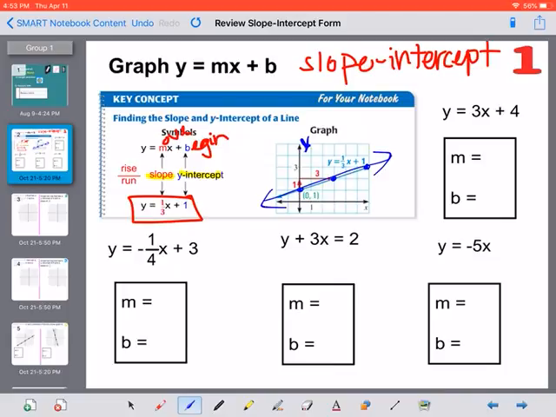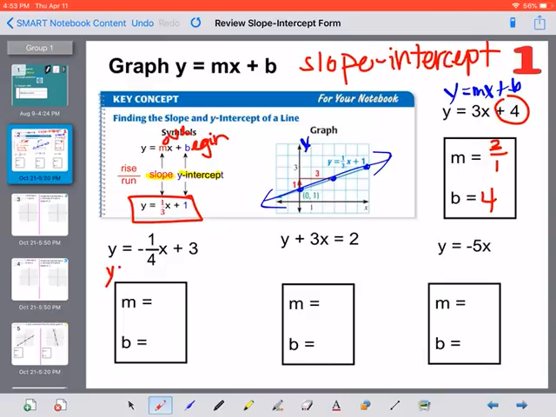So we're just going to quickly identify m and b, slope and y-intercept, in these equations. If it helps you to write y equals mx plus b above it or below it, go ahead and do so. So here our slope is 3, but as a fraction that would be 3 over 1. And our y-intercept b is 4. That's where we would begin our graph, up 4, because it's plus 4.